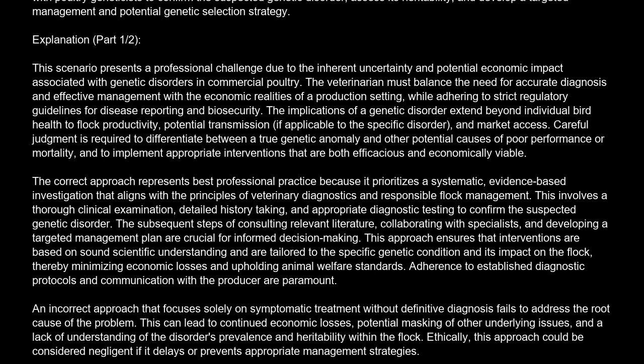An incorrect approach that focuses solely on symptomatic treatment without definitive diagnosis fails to address the root cause of the problem. This can lead to continued economic losses, potential masking of other underlying issues, and a lack of understanding of the disorder's prevalence and heritability within the flock. Ethically, this approach could be considered negligent if it delays or prevents appropriate management strategies.